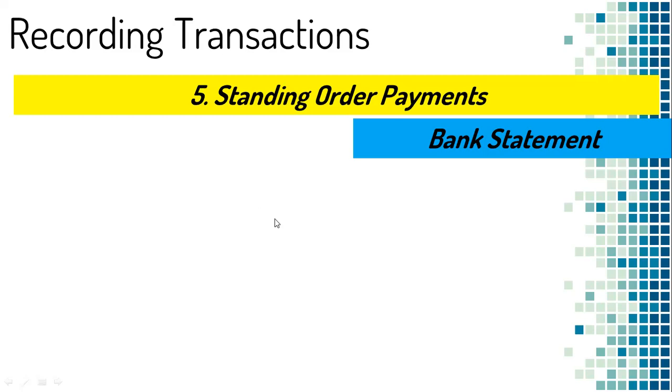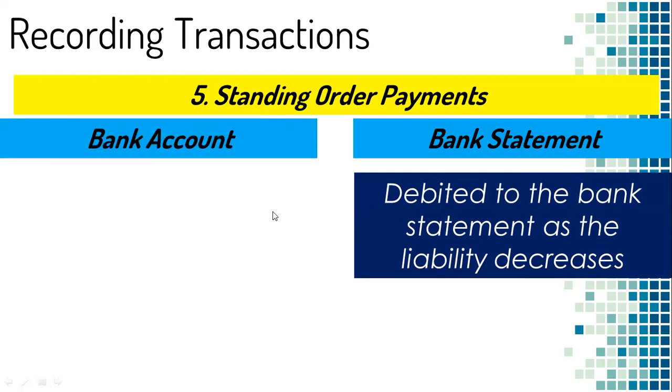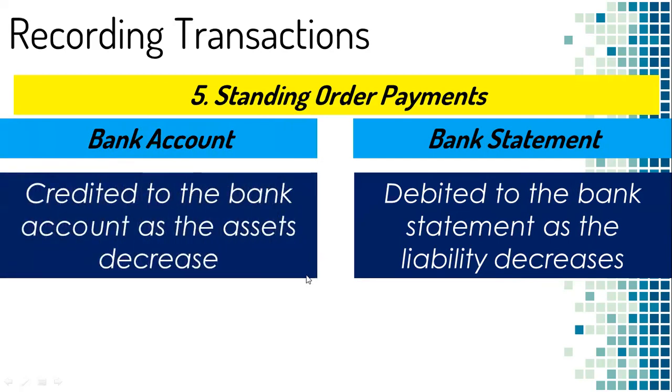Standing order payment. So it is a payment which is made by the bank on behalf of the business. You know what happens? The bank debits the bank statement as the liability decreases. Okay, the bank statement is debited, and later it is updated to the bank account. What does the business do now? The business has to credit the bank account as the assets decrease.